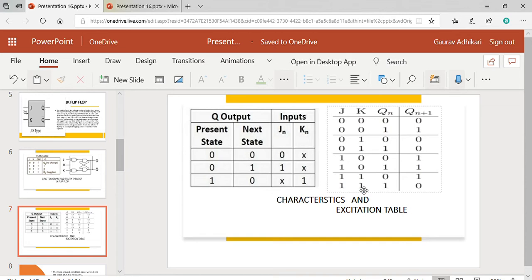Then there are the characteristics table of the JK flip-flop, which can be derived from the truth table, and the excitation table, which can be derived from the characteristics table. When the present state is 0, the next state is 0, and J and K are 0 and don't care. And when the present state is 1, the next state is 0, then J is don't care and K is 1.